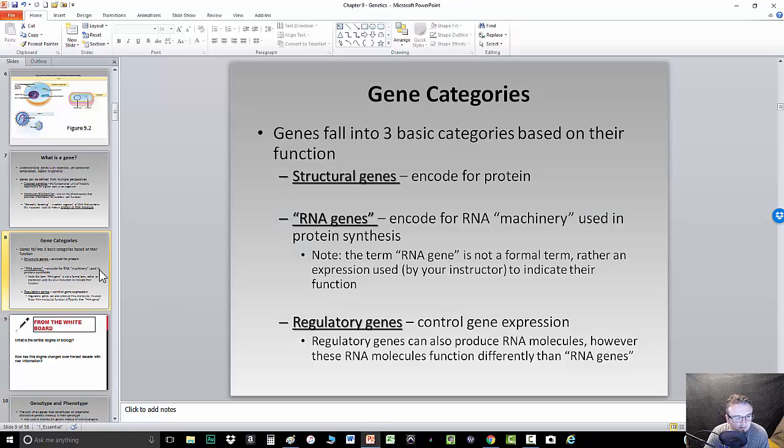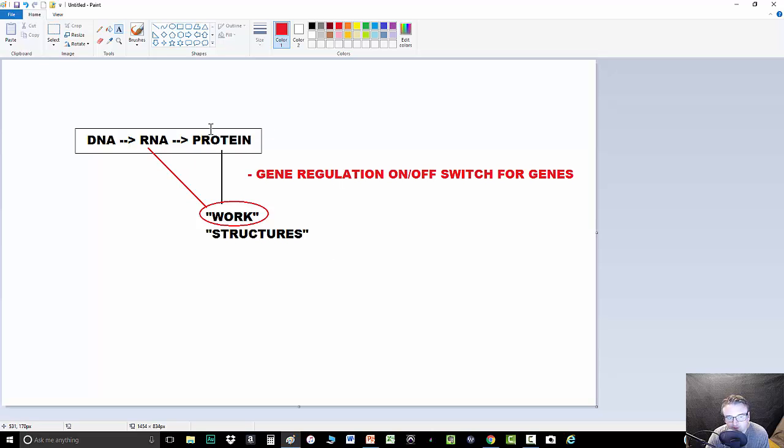Let's go back to this last slide here that I skipped, and then we'll take a break, or rather have you do some review questions. I'm going to take a break, and then you can do the review questions. So gene categories. When we look at genes, as I just said, most of them ultimately produce protein.